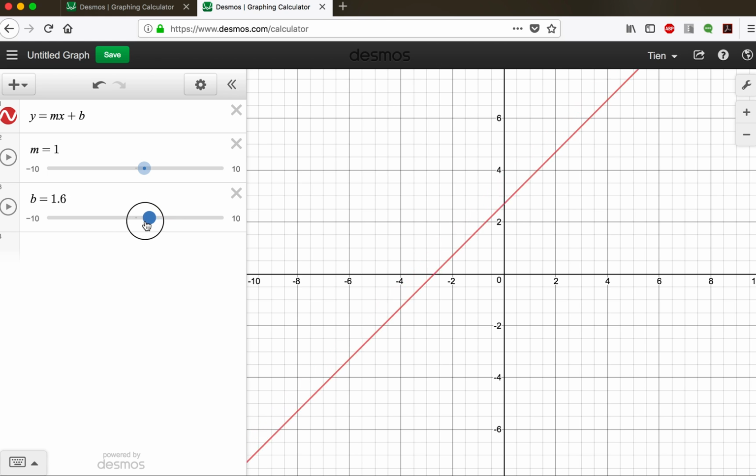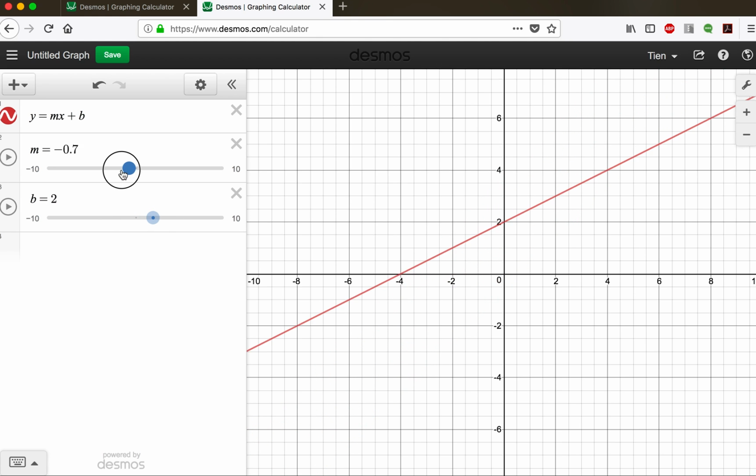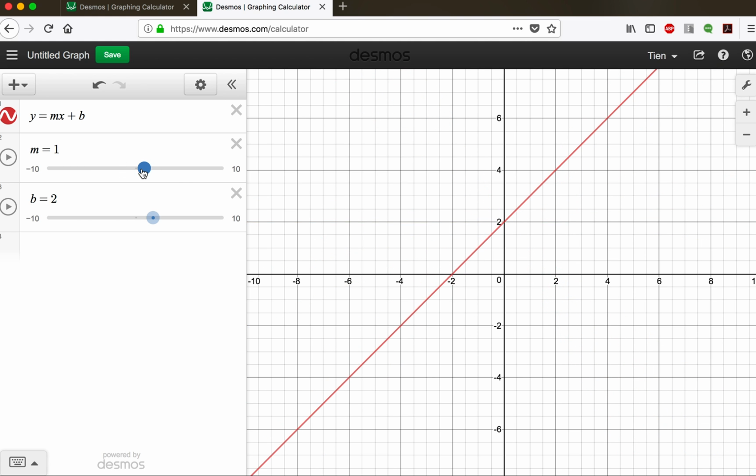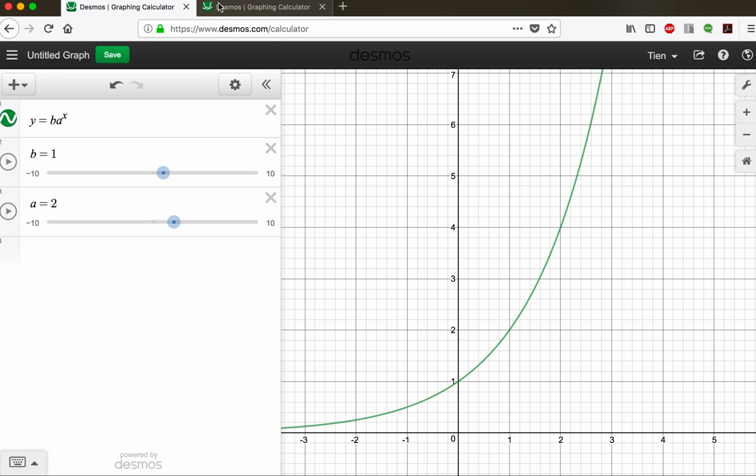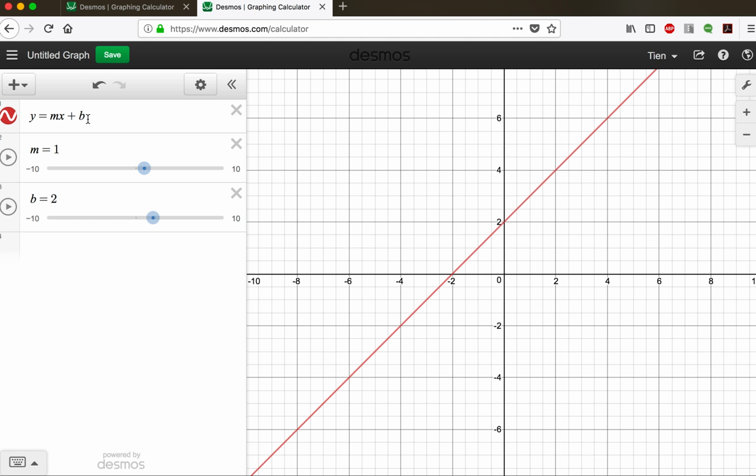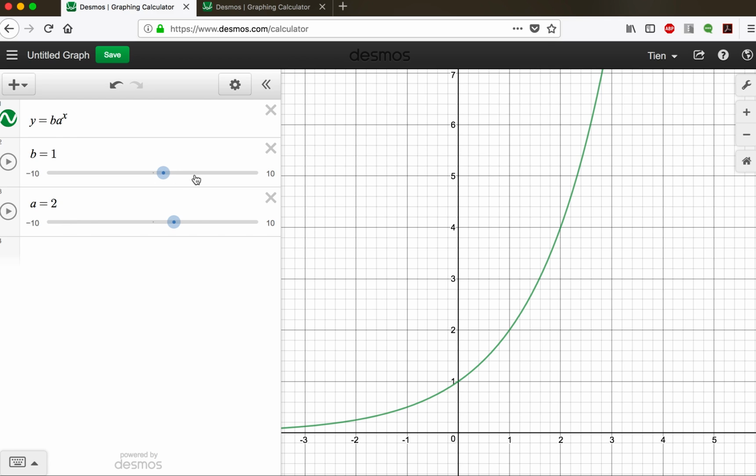If I change b, I change the initial value. If I change m, I change the rate the function grows. And what's happening here is I'm taking a b and I'm adding to it x copies of m. So this is all addition in a sense. All multiplication is reiterated addition. Now, what's happening in an exponential function is I'm taking b and I'm multiplying it by x copies of a.